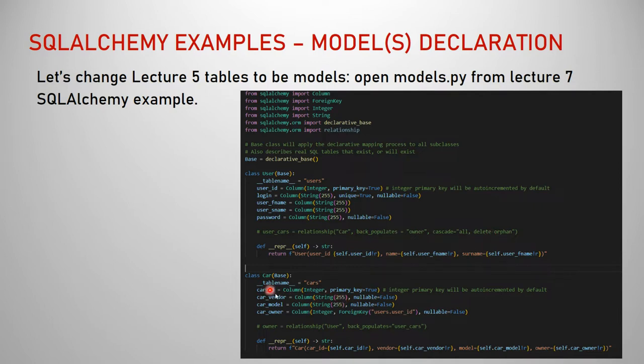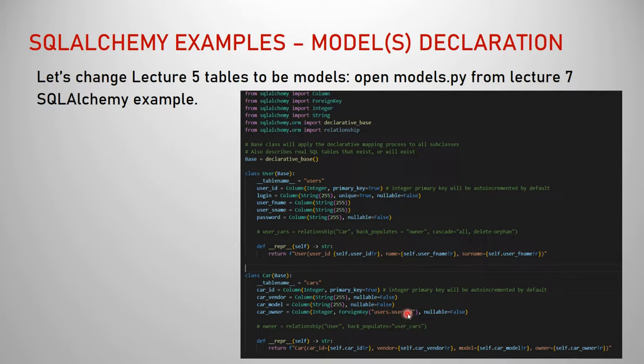And the next stuff is almost the same table. We have table name, cars, we have car ID, which is also integer and primary key, which will be auto incremented. We have car vendor, which cannot be null, car model, which is the same, not null. And car owner is the foreign key here. So we know that this is going to be an integer, the value itself. And we are referring to the users user ID.